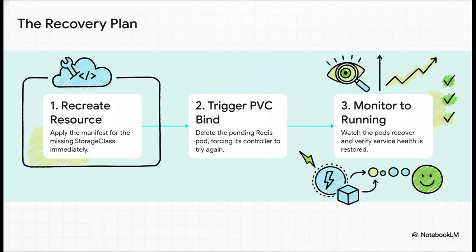Step 2, Kubernetes won't automatically fix the old storage request, so we need to give it a little nudge. We'll delete the pending Redis pod. Now, that sounds scary, but its controller will immediately try to recreate it. This new pod makes a fresh storage request, and this time it'll succeed.